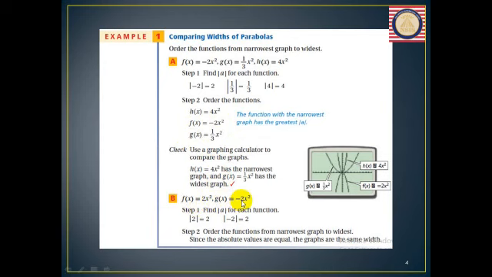What if I have f of x equal 2x power of 2 and g of x equal negative 2x power of 2? Here, it's the same absolute value. So what's going to be? They will have the same width.